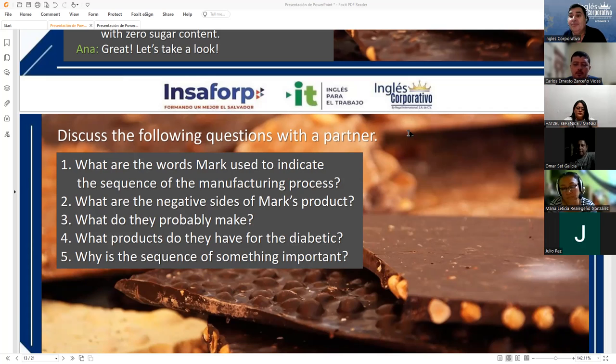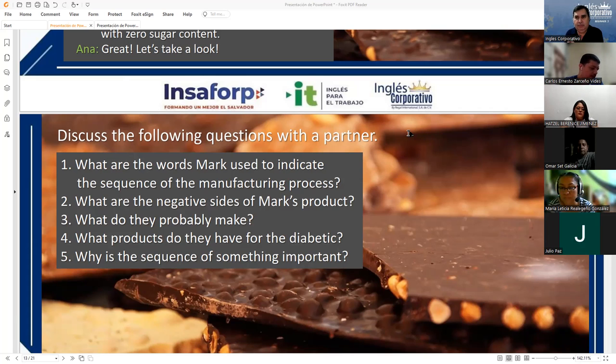The first. Because why? If you have the water with the lemon, you add sugar, it doesn't take. But first, you have the water and the sugar, and then you add the lemon. It's different. Sequence is important.